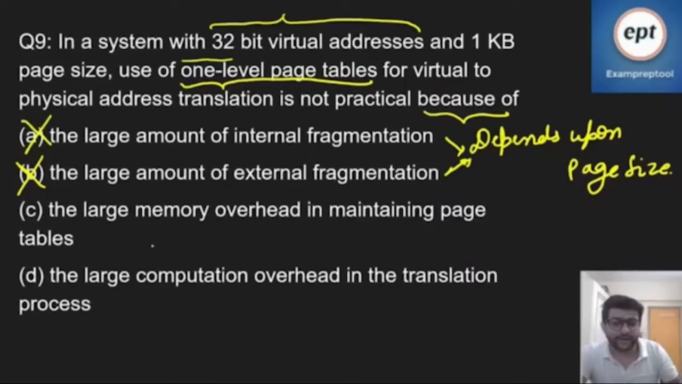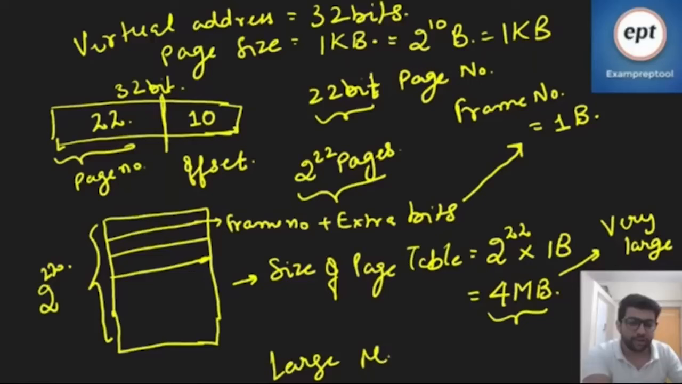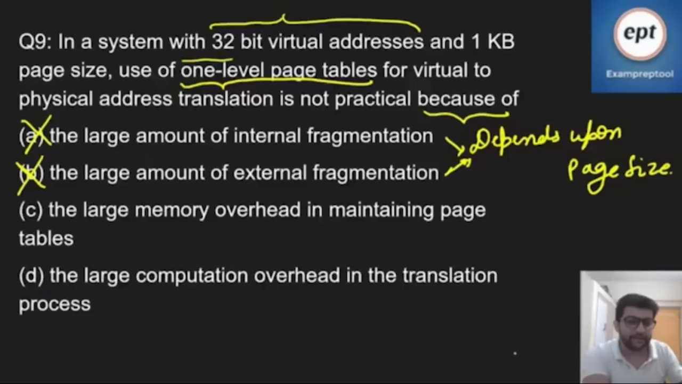The third option says that there is a large memory overhead in maintaining the page table, right? Since we have 4 MB of page table, this is very large. So we have a large memory overhead to maintain the page table. Hence, this is correct. The fourth option says that there is a large computation overhead in the translation process.